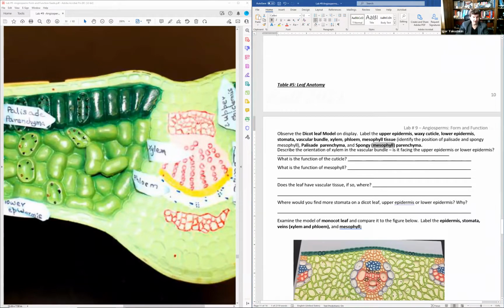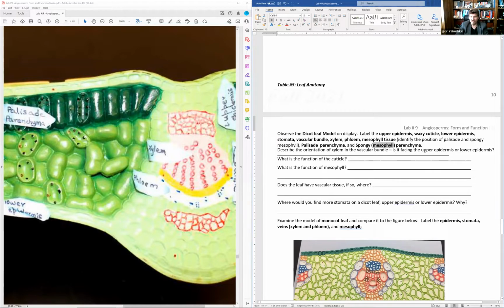So upper epidermis, the cells. That yellow line on top is a waxy cuticle. Then we're looking at the palisade parenchyma, spongy parenchyma, lower epidermis, and on the lower epidermis we'll have guard cells. So let's see. Describe the orientation of the xylem in vascular bundles.